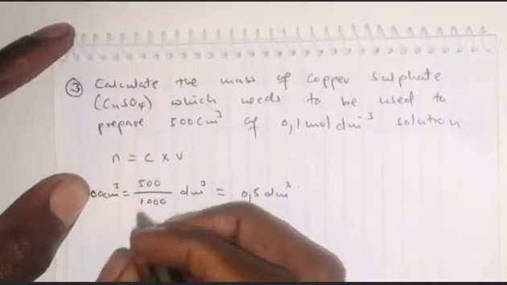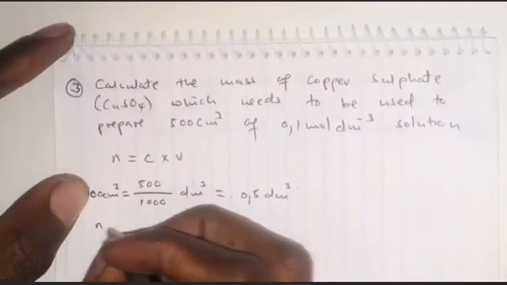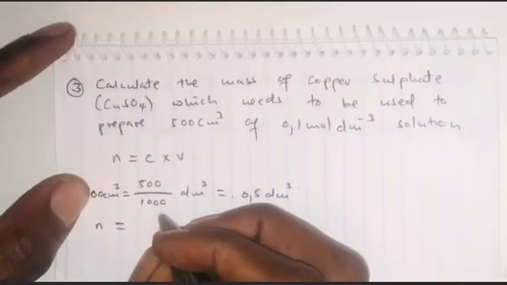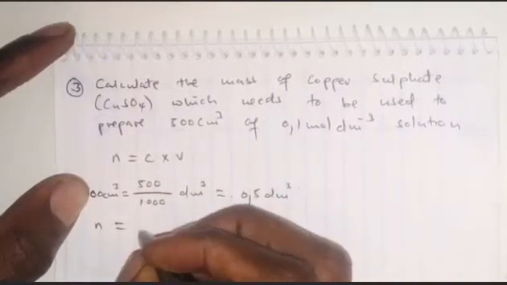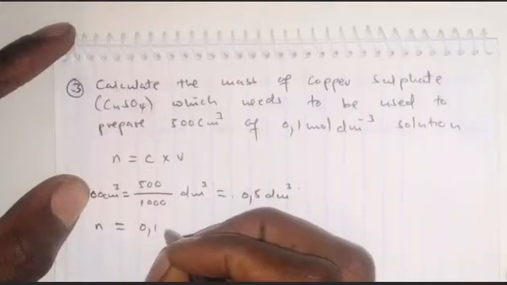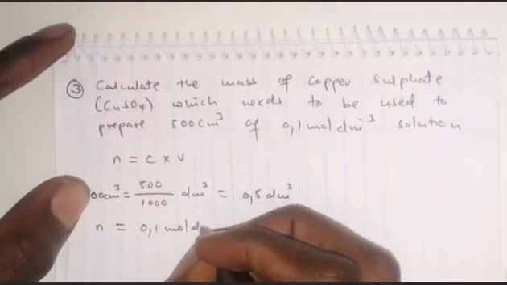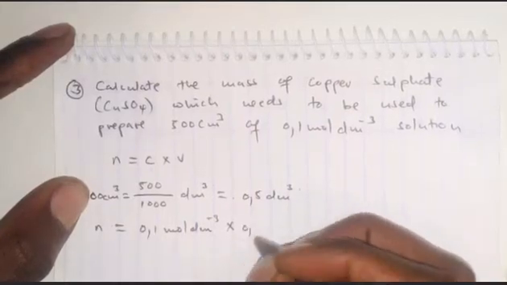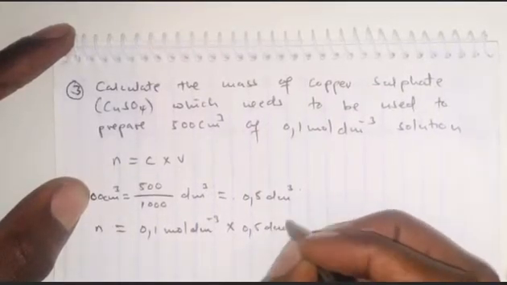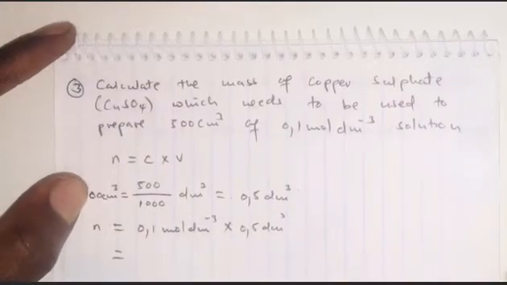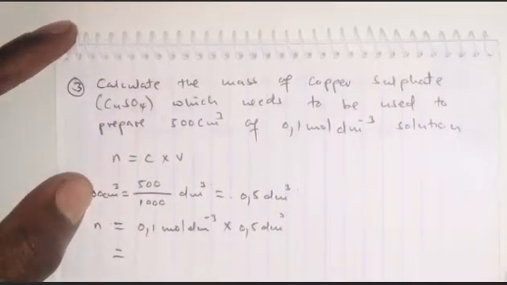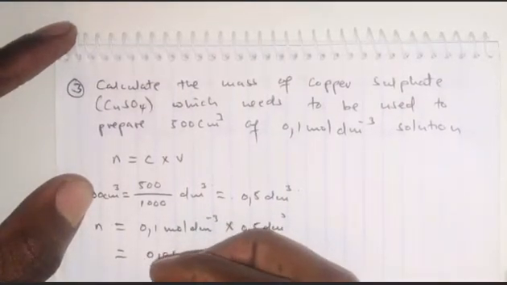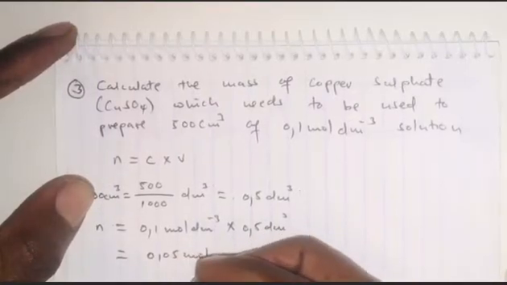Then of course using my formula, I say number of moles is equals to the concentration, that's 0.1 mole per dm cubed, multiplied by the volume, that's 0.5 dm cubed. Then it gives me the number of moles as 0.05 moles.